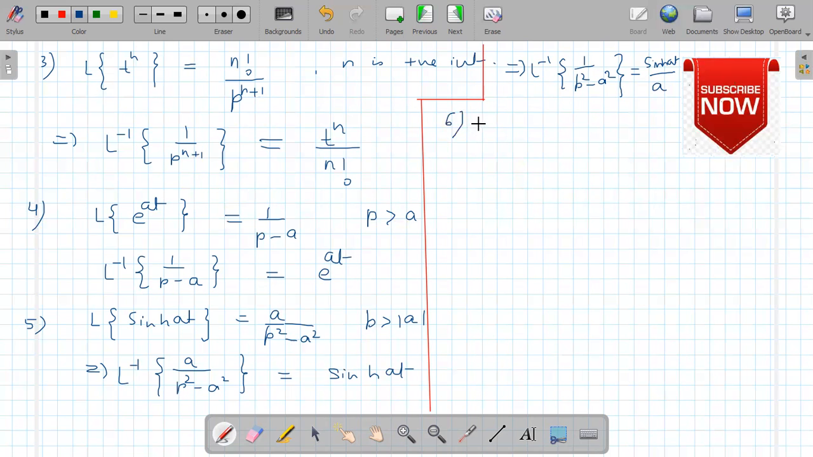Next is Laplace transform of cosh(at), which is p upon p squared minus a squared. This implies Laplace inverse of p upon p squared minus a squared will be cosh(at).